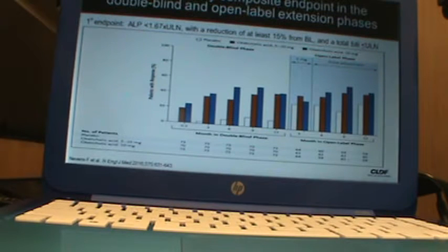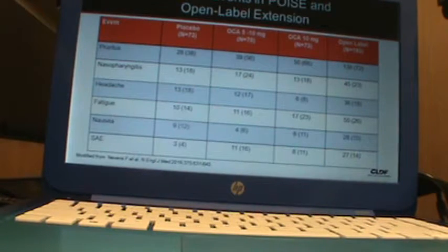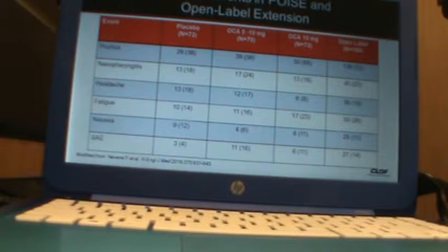It's obvious from just eyeballing this that the patients treated with obeticholic acid, either in the 5 to 10 or the 10 milligram doses, did very significantly better than patients who were followed with placebo. In terms of adverse effects from the obeticholic acid, one is pruritus, one is nasopharyngitis, headaches, fatigue, nausea, and some of the other types of things that you see with many different medicines.